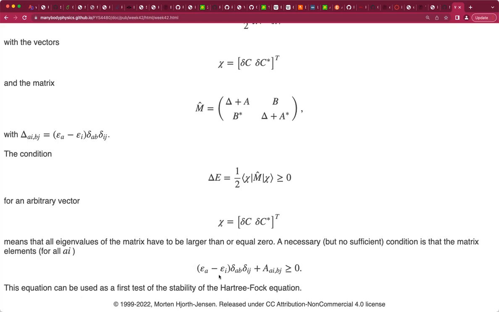But then, if this is the case, and these matrix elements are not very large in absolute value, then this condition can be fulfilled. And that's quite interesting, because if you can just look at the experimental values and look at these energy differences, that can give you an indication of whether the Hartree-Fock basis can be a good starting point or not.